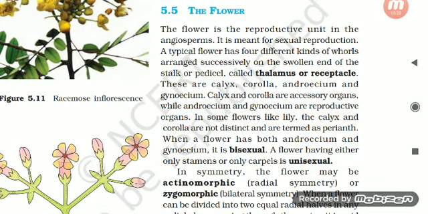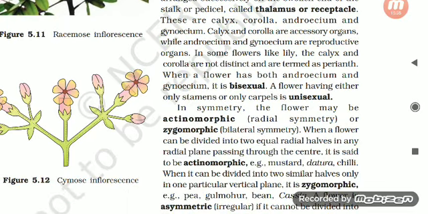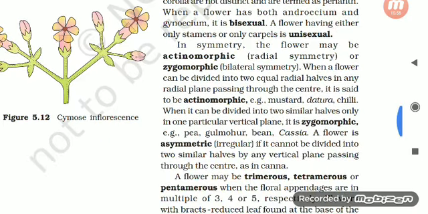When a flower has both androecium and gynoecium, it is bisexual. A flower having either only stamens or carpels is unisexual. In symmetry, the flower may be actinomorphic, radial symmetry, or zygomorphic, bilateral symmetry. When a flower can be divided into two equal radial halves in any radial plane passing through the center, it is said to be actinomorphic. Example: mustard, datura, chili. When it can be divided into two similar halves only in one particular vertical plane, it is zygomorphic. Example: pea, gulmohar, bean, cassia.